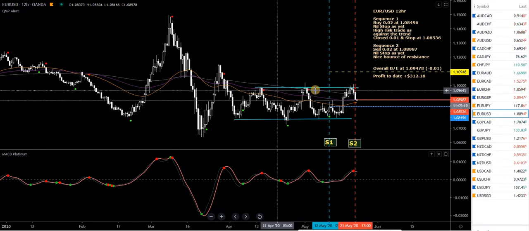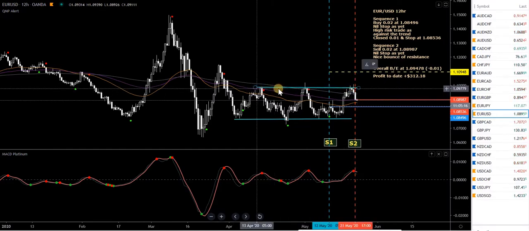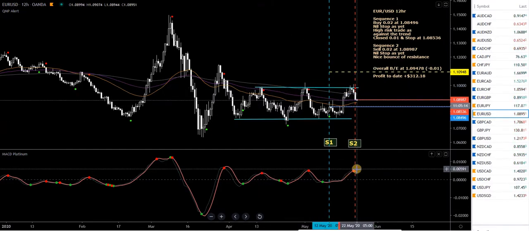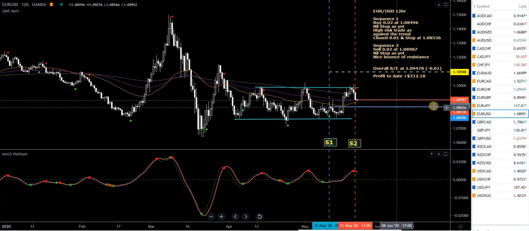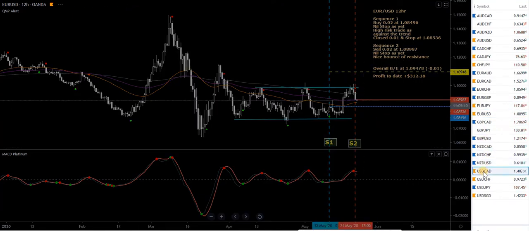So this new sell trade, good resistance level. MACD is above the 0 level, have to take it. Partial hedge. Right, USD CAD.